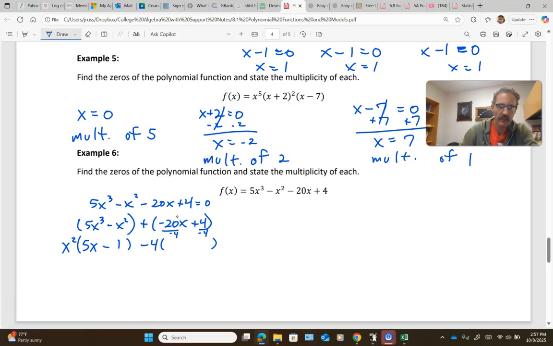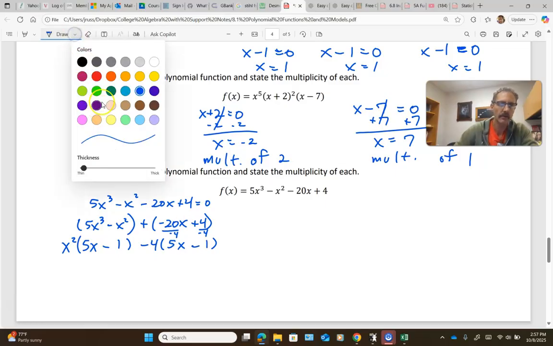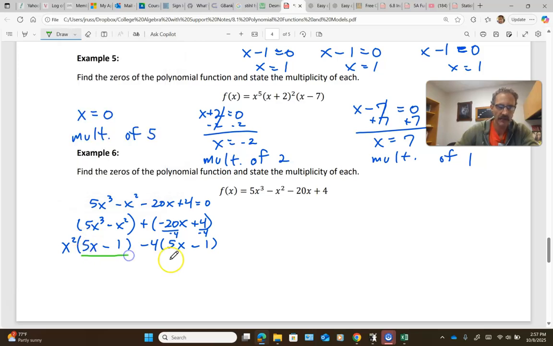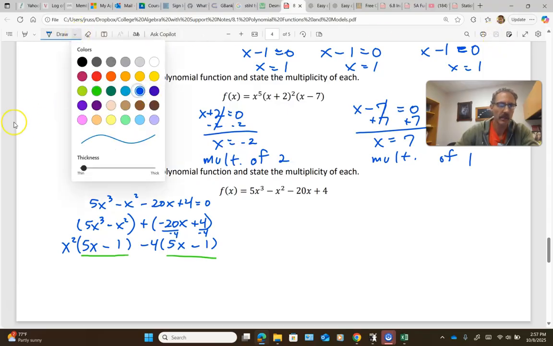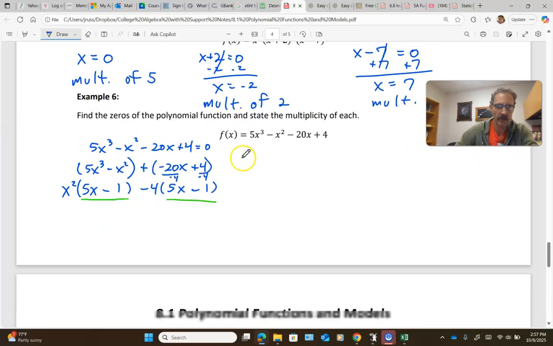And so -20 divided by -4 is 5. You'll have the x left. And then here, 4 divided by -4 is -1. And so now what we have, hopefully you notice this, is that these factors, these binomial factors, match. And that's what we have to have happen when we're doing this factor by grouping.